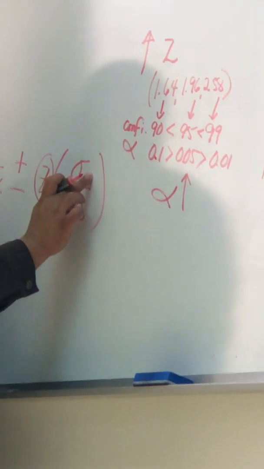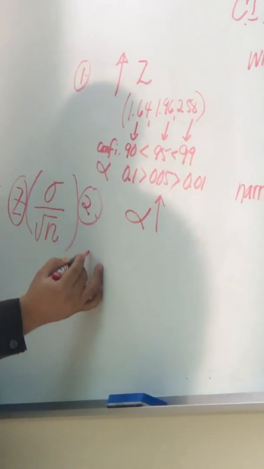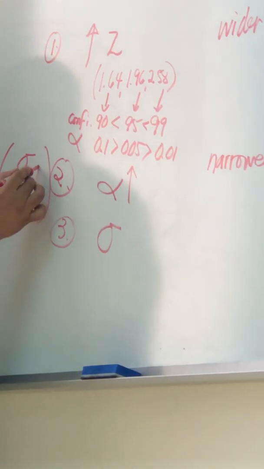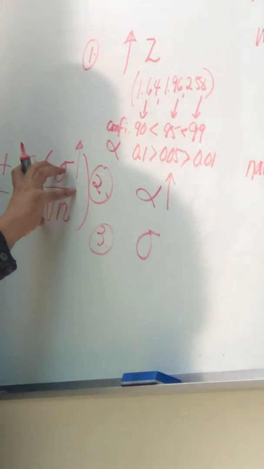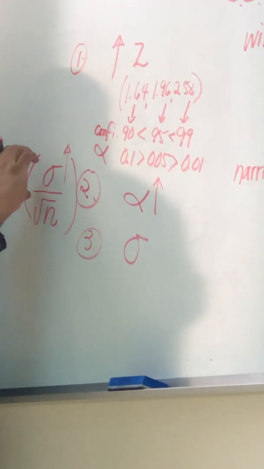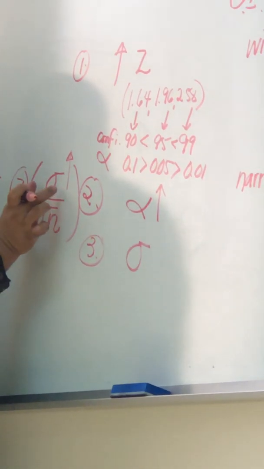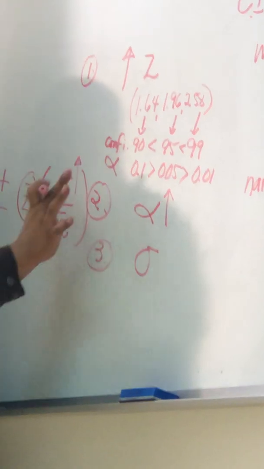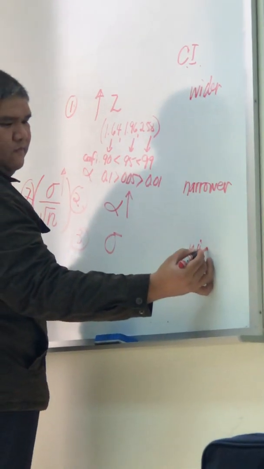Now, sigma. What will be the effect on sigma? What will be the effect of sigma? As sigma increases, what will become this number? Bigger, right? Bigger, because this is in the numerator. If it is becoming bigger, what will happen to the CI? It becomes wider.